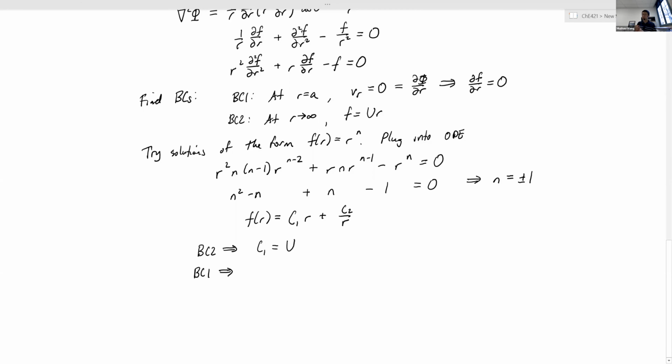Boundary condition 1, we need to talk about df dr. df dr is, well, C1 is equal to u, so the first term is just u, and the second term is C2 over r squared, and this has to equal 0 at r equals a. And so that implies, therefore, that C2 is equal to ua squared.